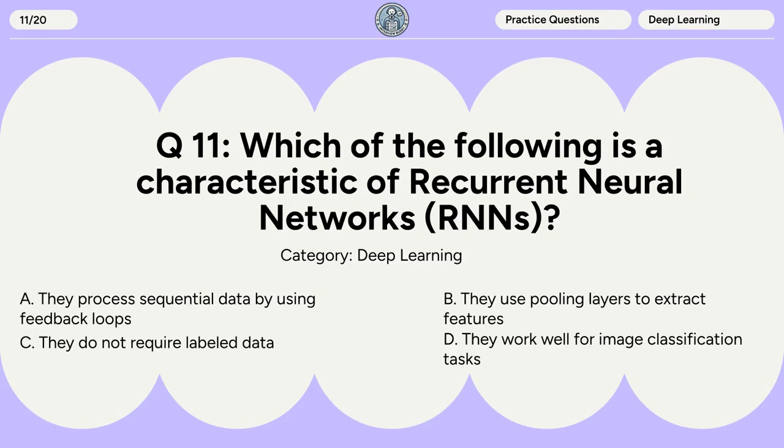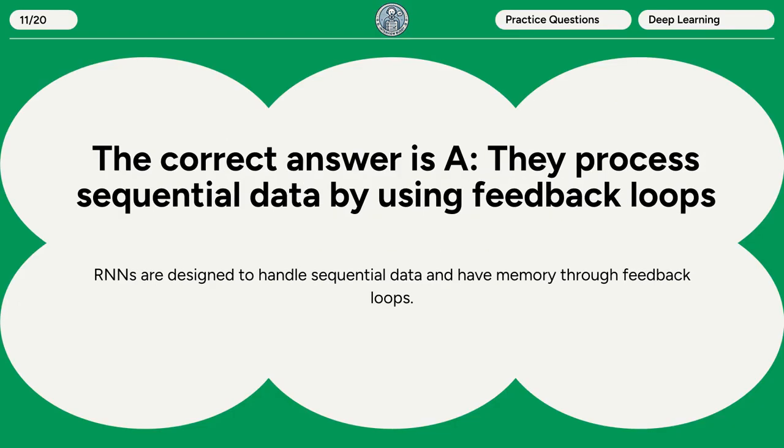Question 11. Which of the following is a characteristic of recurrent neural networks? A. They process sequential data by using feedback loops. B. They use pooling layers to extract features. C. They do not require labeled data. D. They work well for image classification tasks. The correct answer is A. They process sequential data by using feedback loops. RNNs are designed to handle sequential data and have memory through feedback loops.